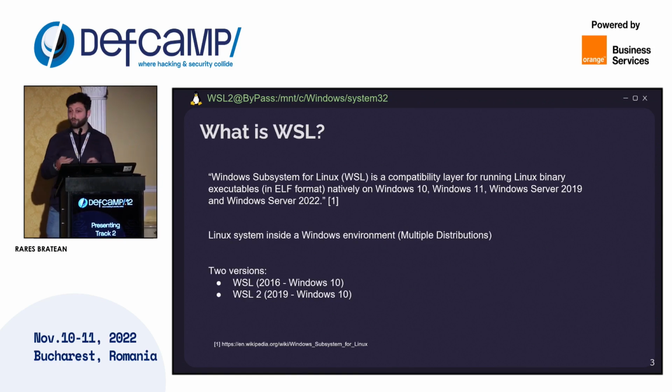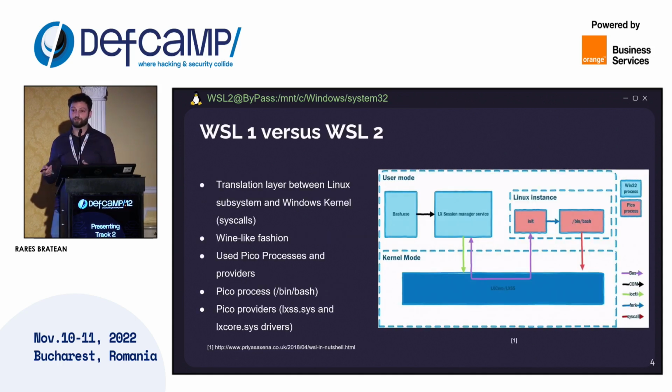There are actually 2 versions of WSL. The first one appeared in 2016 on Windows 10, and WSL2 appeared in 2019. But what's actually the difference between those 2? WSL1 works as a translation layer. Think of it like a Wine kind of system, where there is a translation between the Linux system and the Windows kernel, so the syscalls.